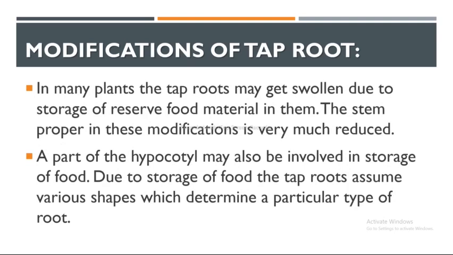In many plants, the taproots may get swollen due to the storage of reserve food material in them, and the stem proper in these modifications is very much reduced. A part of the hypocotyl may also be involved in storage of food. So due to storage of the food, the taproots assume various shapes, which determine a particular type of root.